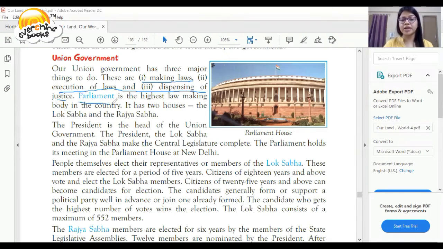Dear student, parliament is the highest law making body in our country. This is the pictorial part of the parliament house, as you can see on my screen. This is a very important question. What is parliament? The parliament is the highest law making body in the country. It has two houses. Again, this is a very important question. How many houses are in the parliament? The answer is, there are two houses in the parliament. Number one, Lok Sabha, and number two, Rajya Sabha.